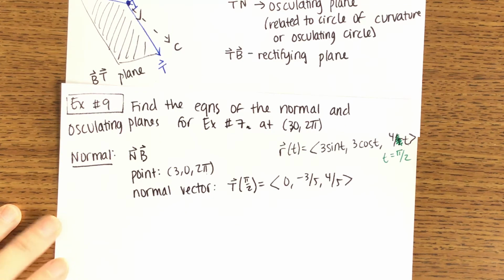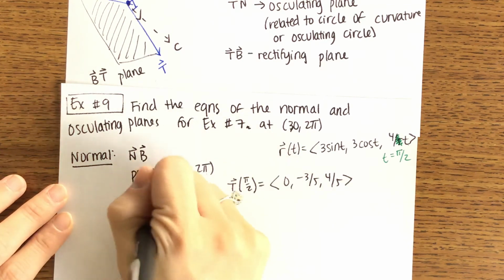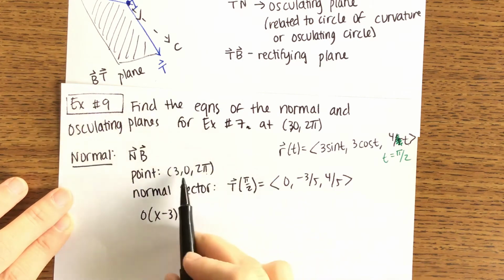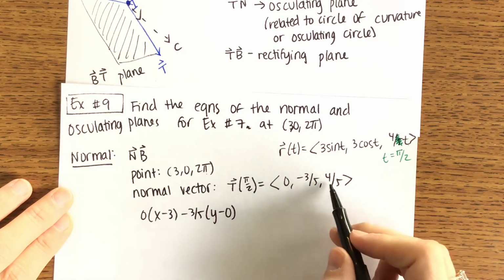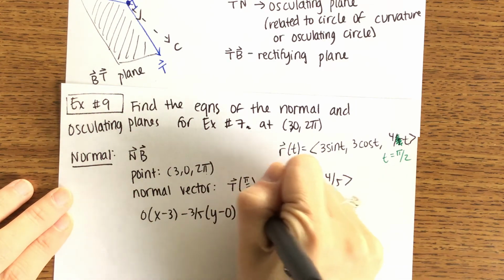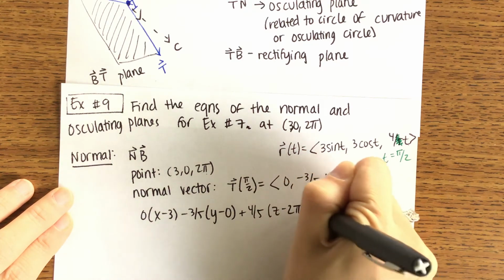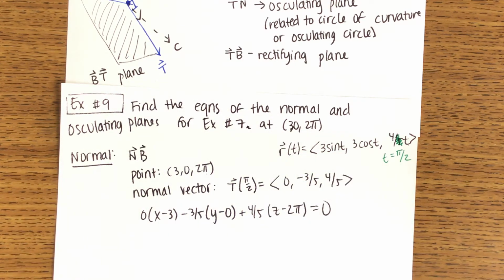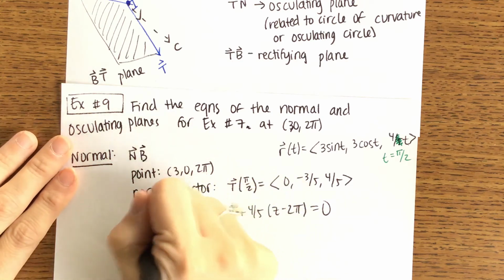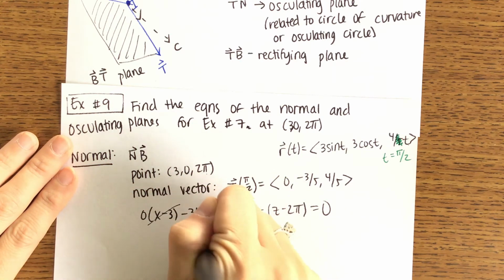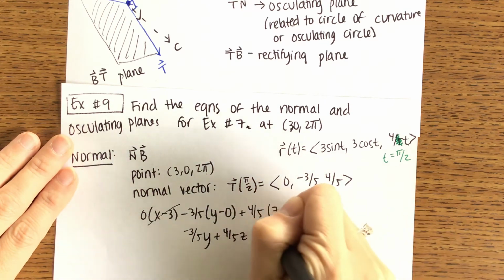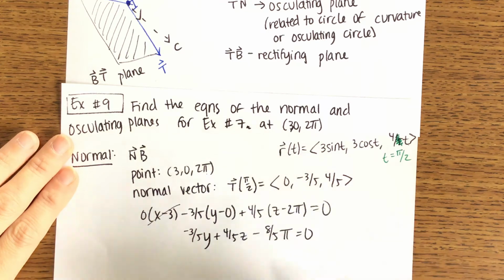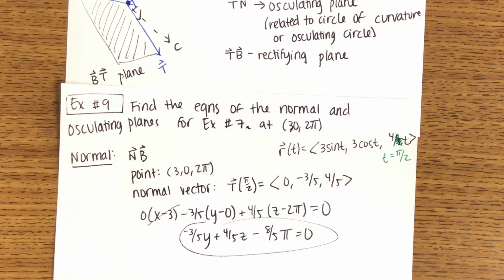Yeah, good? Okay, great. So we get 0 times the quantity x minus 3, and then negative 3/5 times the quantity y subtract 0, plus 4/5 times z minus 2 pi, all of that equals 0. That's the equation of the plane. That goes away, so we get negative 3/5 y plus 4/5 z, subtract 8/5 pi equals 0. It's fine if you leave it like that. It's fine if you move the 8/5 pi to the other side.